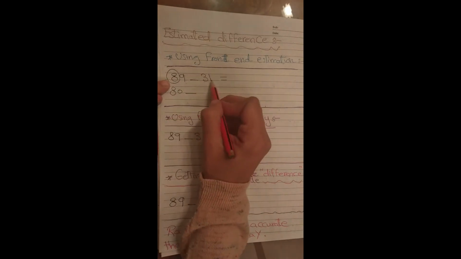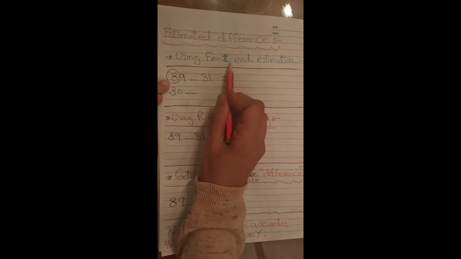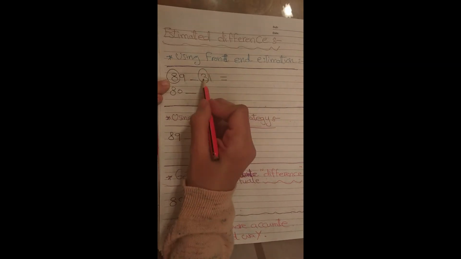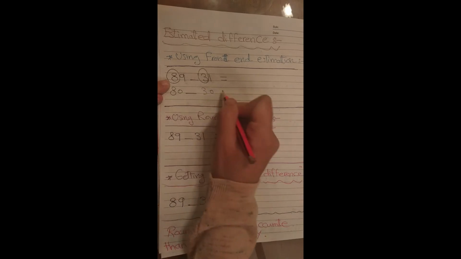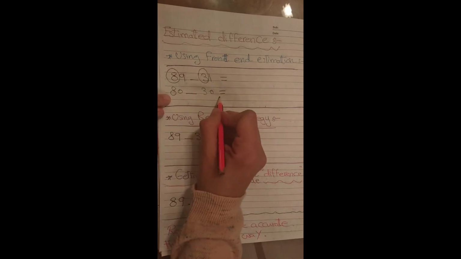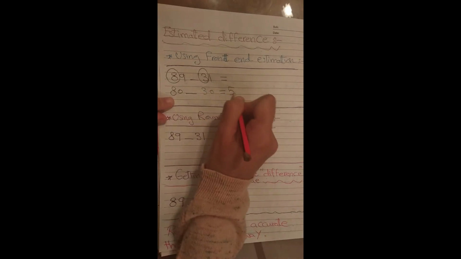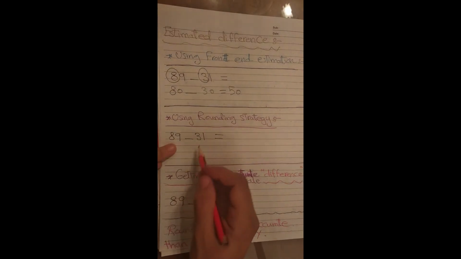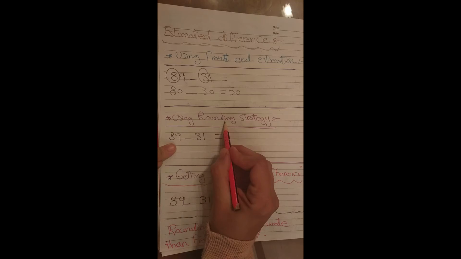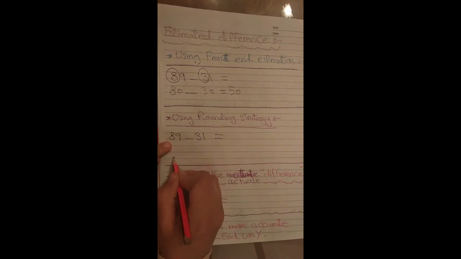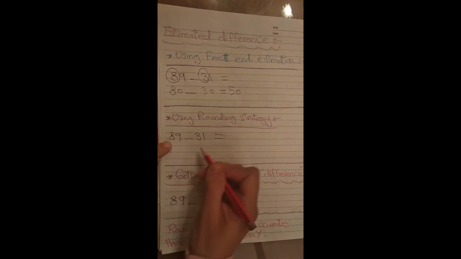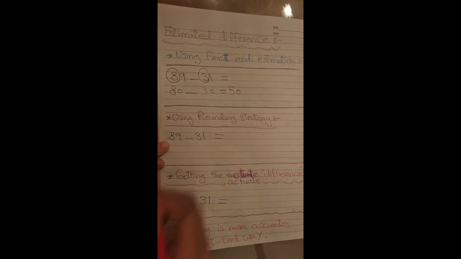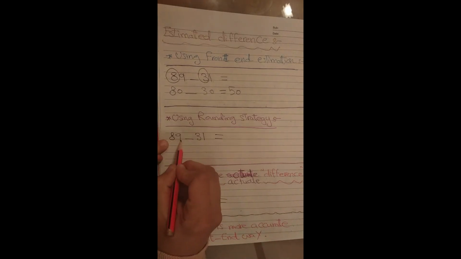Minus 31. In the front end estimation, we don't look at any digit except the end one, which is 3, so it will be 30, and it will equal 80 minus 30. It's so easy now to make it equal 50. If we get the estimated difference using the second strategy, which is rounding, here I will round the first number, the minuend, and the subtrahend to get the difference. So here I have 89.